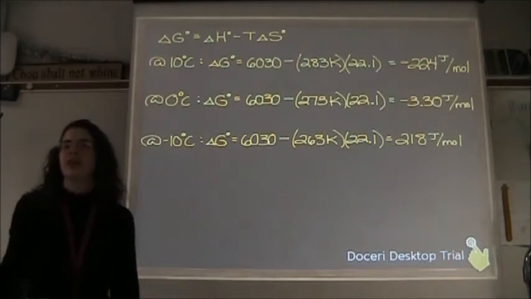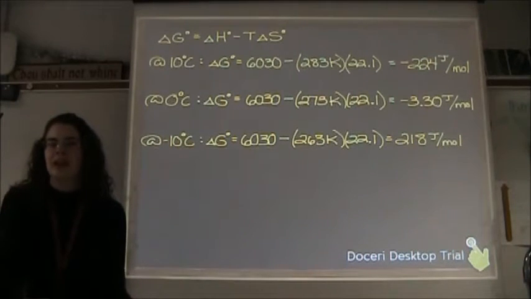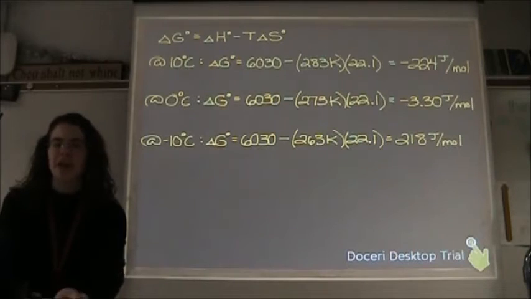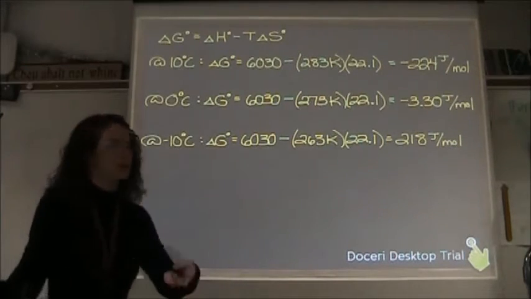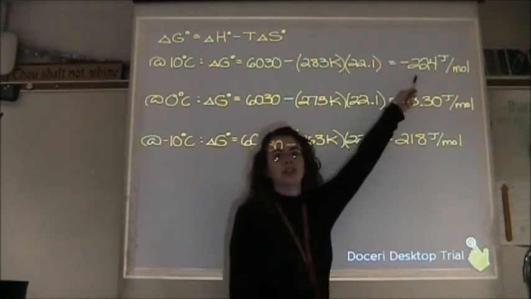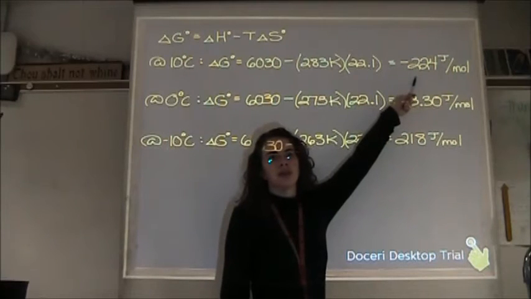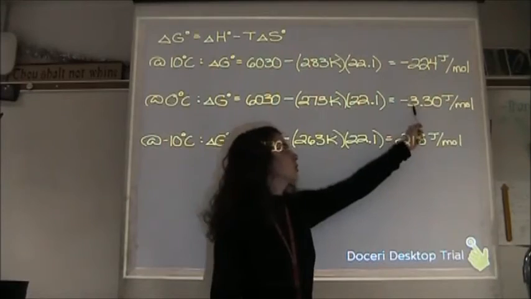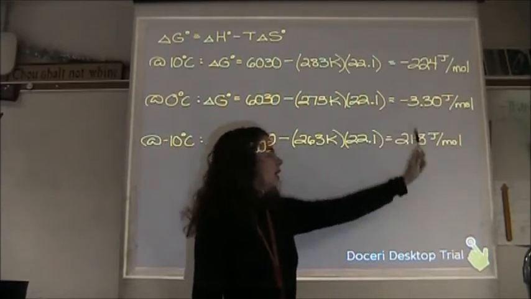So, ladies and gentlemen, the question was, is this process favored at these 3 different temperatures? So, here's the first one. What's the answer? Is it favored, yes or no? Yes. How do you know that? Because delta G is negative. How about this one? Yes. Okay, and this one?